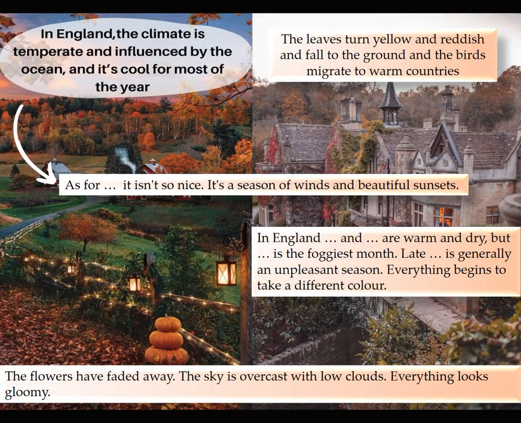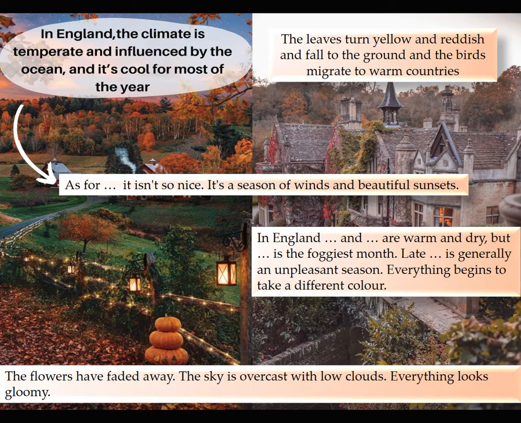In England, the climate is temperate and influenced by the ocean. It's cool for most of the year. As for autumn, it isn't so nice. It's a season of winds and beautiful sunsets. The leaves turn yellow and reddish and fall to the ground, and the birds migrate to warmer countries.